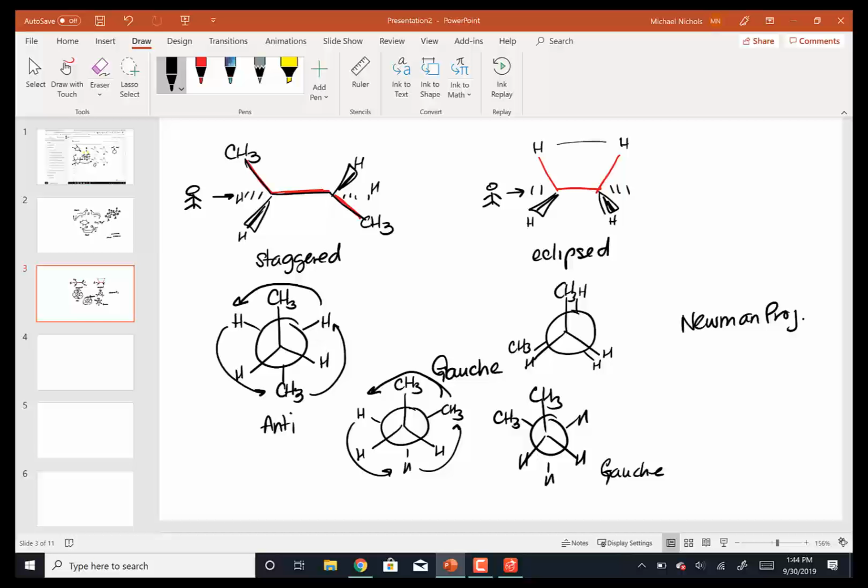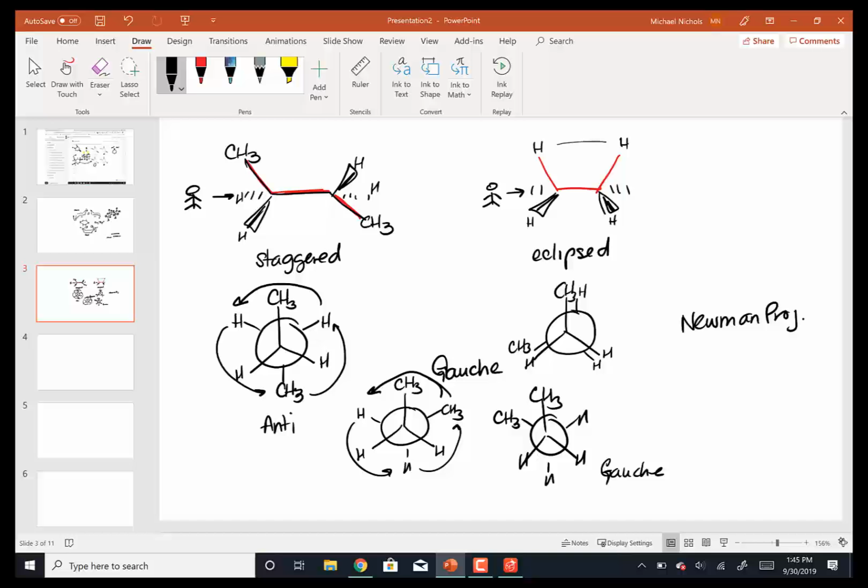And I don't think I found the exception to that. And if I did, I would put it on the exam. But all the staggereds are always more stable than the eclipsed. And all that's based on the steric interaction between the methyl groups and either a hydrogen or a methyl group.